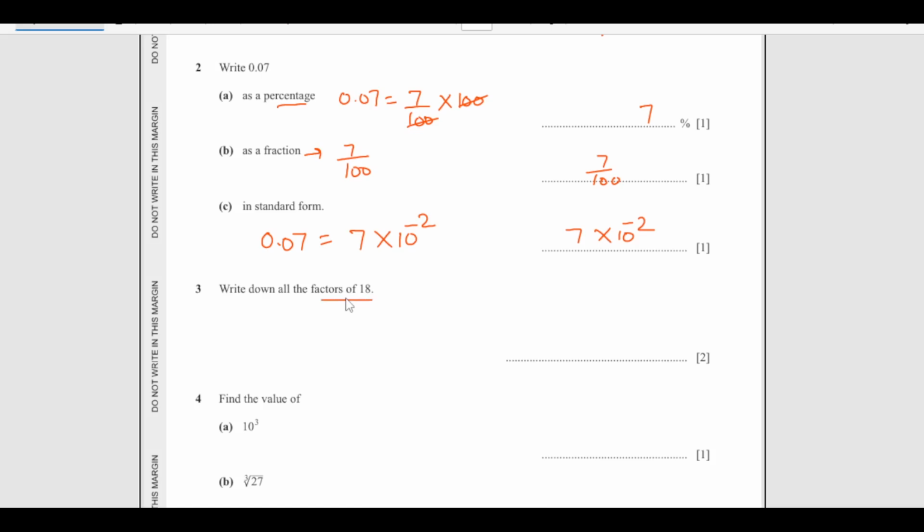Now write down all the factors of 18. Factors are the numbers that divide 18 exactly, right? So when you divide 18 by any of these numbers there is no remainder, like 1 times 18 is 18, then 2 times 9 is 18, 3 times 6 is 18, right? So the numbers are 1, 2, 3, 6, 9 and 18. These are the factors of 18.